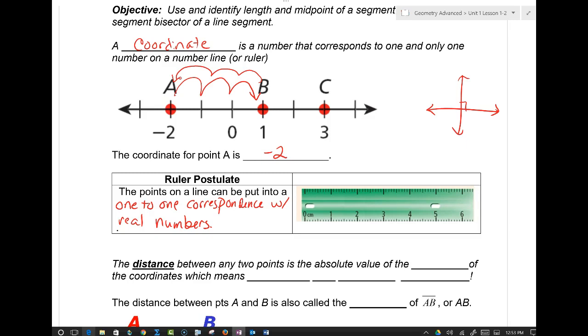So let's write the definition down for it. You've always known what distance is, but you've never defined it, right? All right, so the distance between any 2 points is the absolute value of the difference. Difference means what? Subtraction of the coordinates, which means distance is always positive. Think Ferris Bueller.